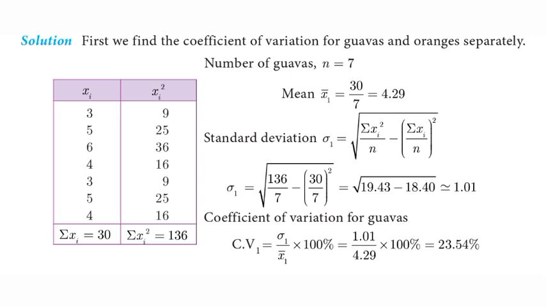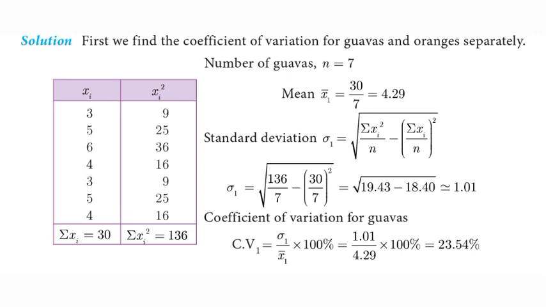What is the square of 3? That equals 9. Next, square of 5 equals 25. And last one, square of 4 equals 16. Therefore x square values are 9, 25, 36, 16, 9, 25, 36. The sum of all values, summation x square, the answer is 136.